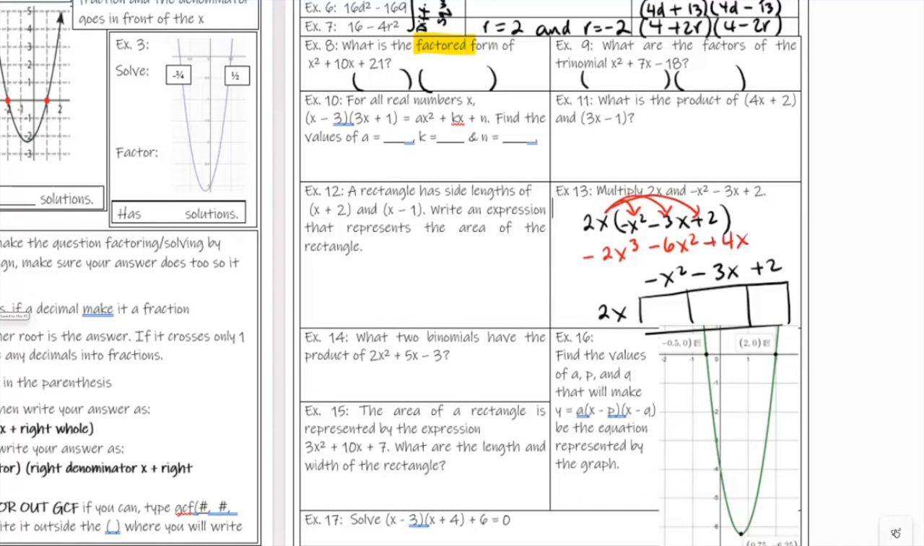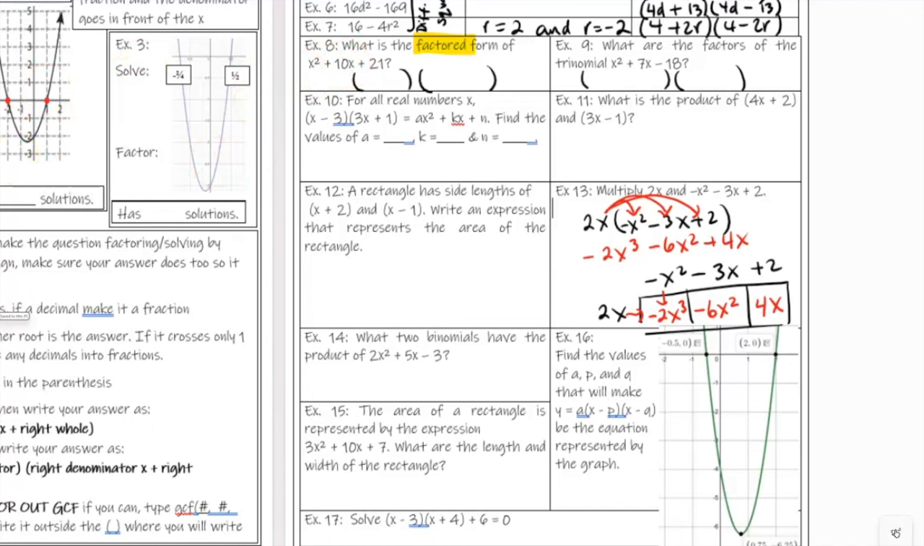If you're doing the box method, you're doing the same thing. This one goes with this one, which is 2x times negative x squared, which is negative 2x cubed. Then this one goes with this one, which is 2x times negative 3x, which is negative 6x squared. And then 2x times 2, which is 4x. And there's nothing to combine because there's no diagonals. So these are your actual answers, which match the distributive form.